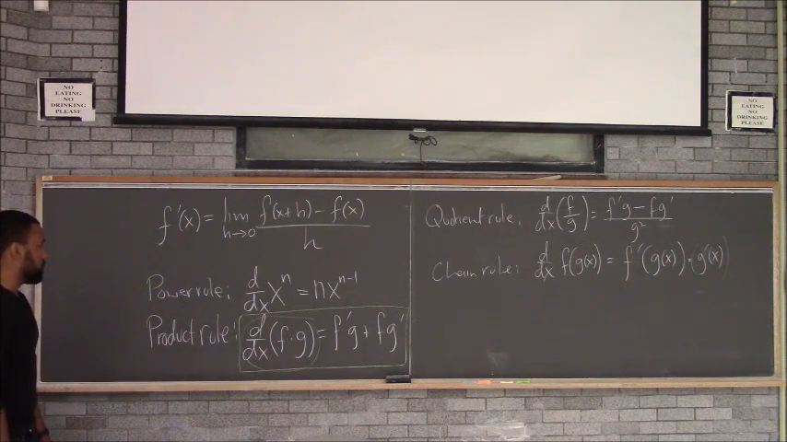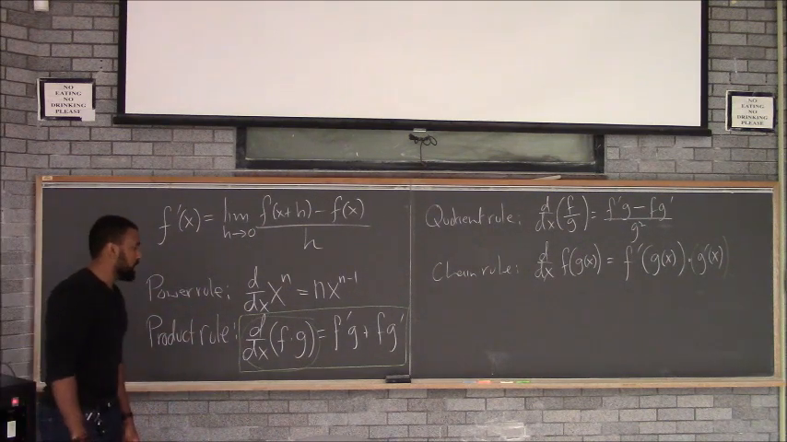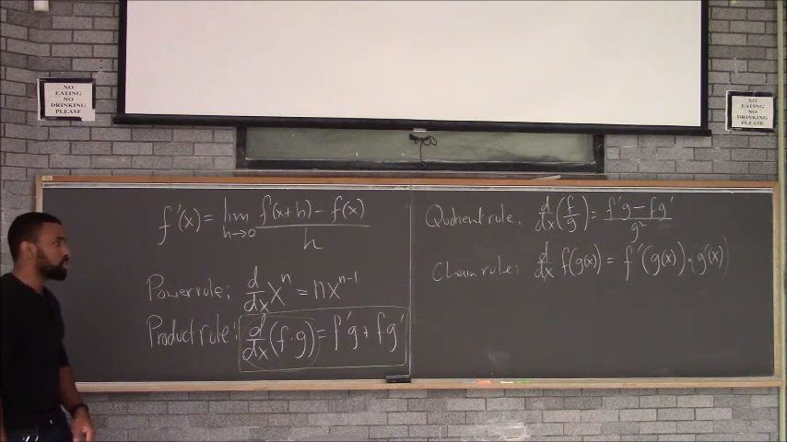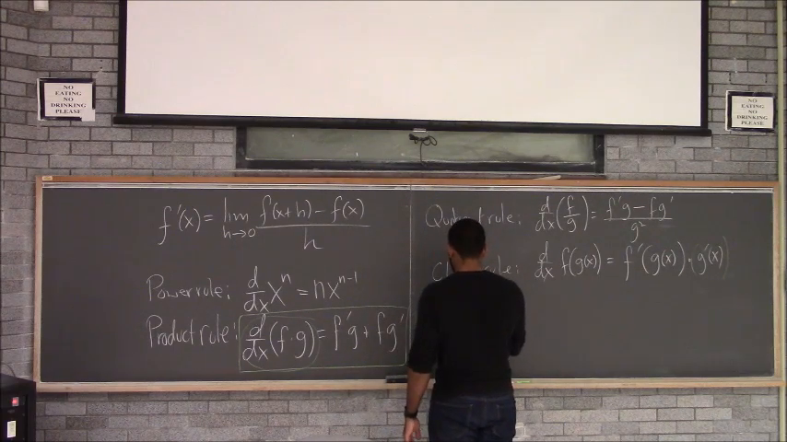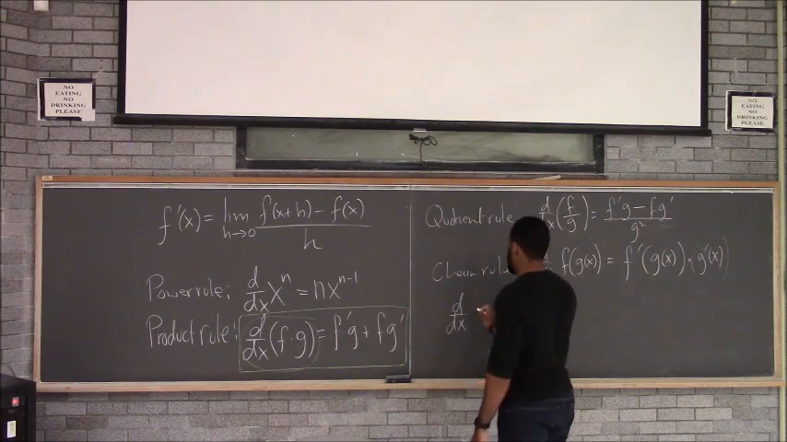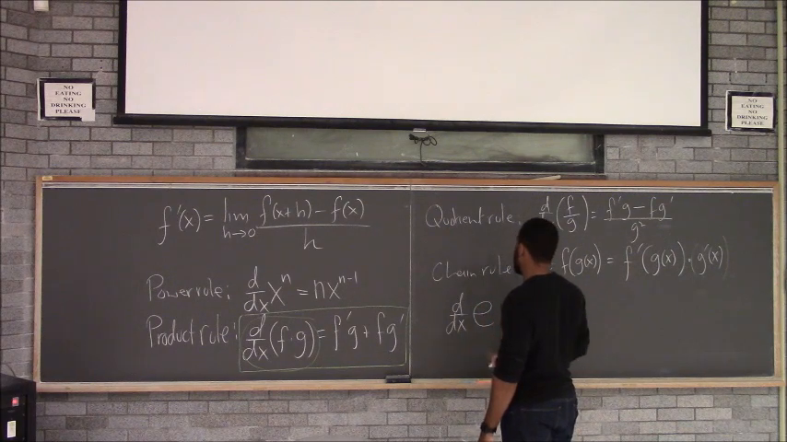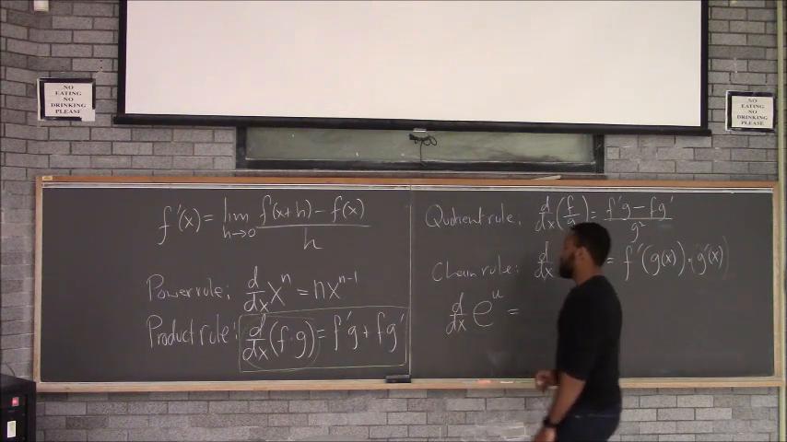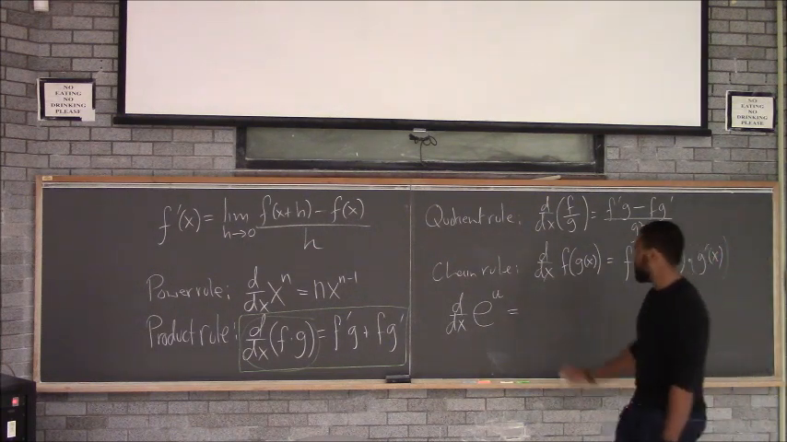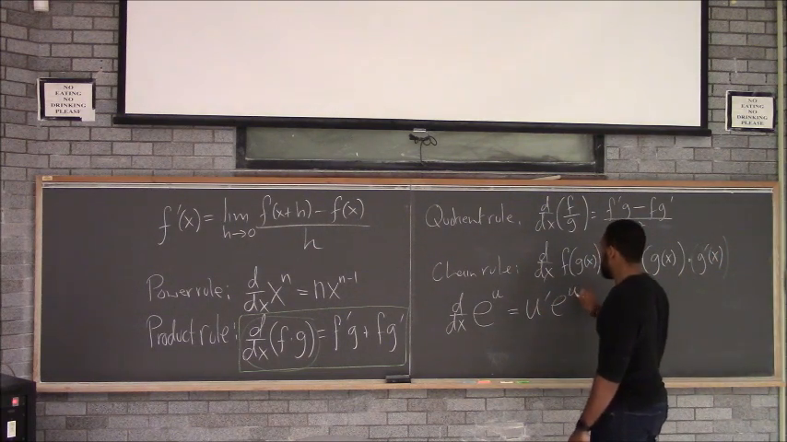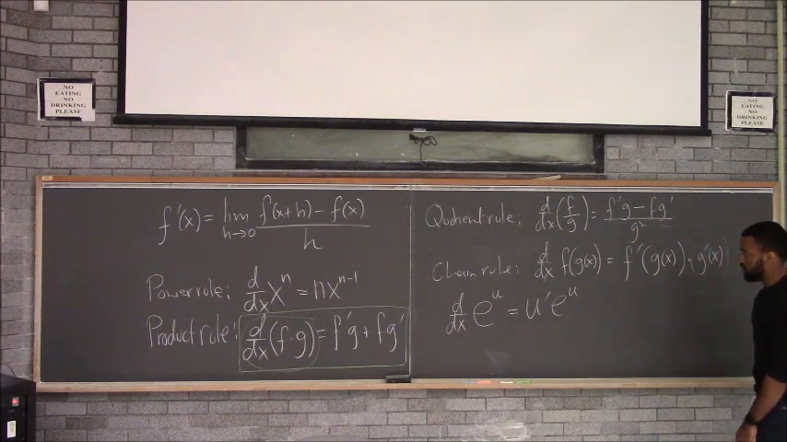They work very generally, but we also needed to know how to differentiate particular functions. One particular function we looked at was the exponential function. Let's look at e to the u. What is the derivative with respect to x of e to the u? It's u prime e to the u. You find the derivative of the power, you multiply by the original function.